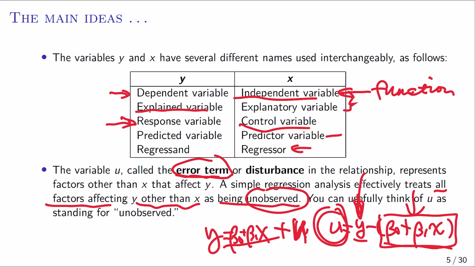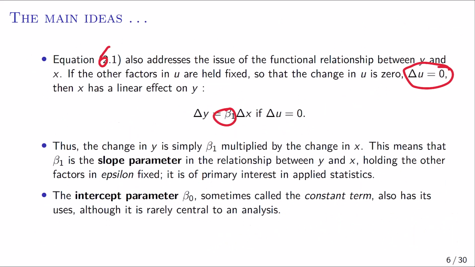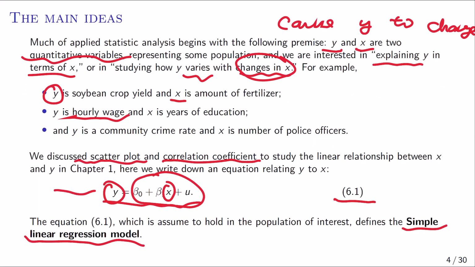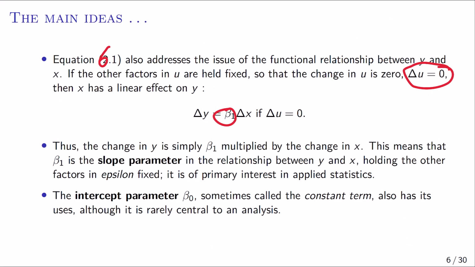Why do we need to assume linearity? Because if we have this model right here, and also we have this kind of assumption that whatever this error changes up and down, the total is going to be 0, then the change of x and the change of y are proportional to each other. So the change of y is simply beta 1 multiplied by the change of x. This means that beta 1 is the so-called slope parameter in the relationship between y and x, holding all the factors in the epsilon, in the u, fixed.